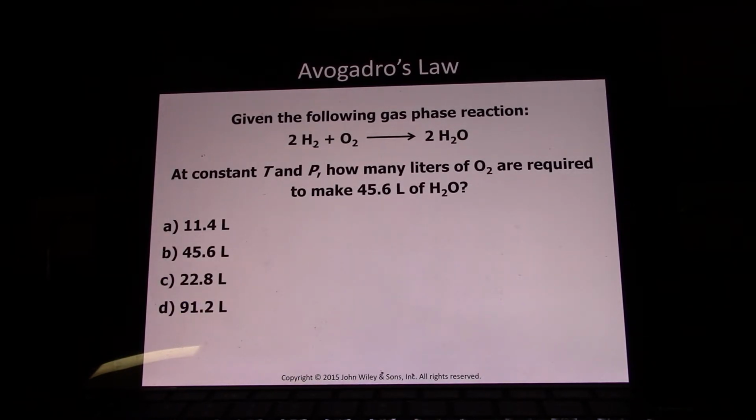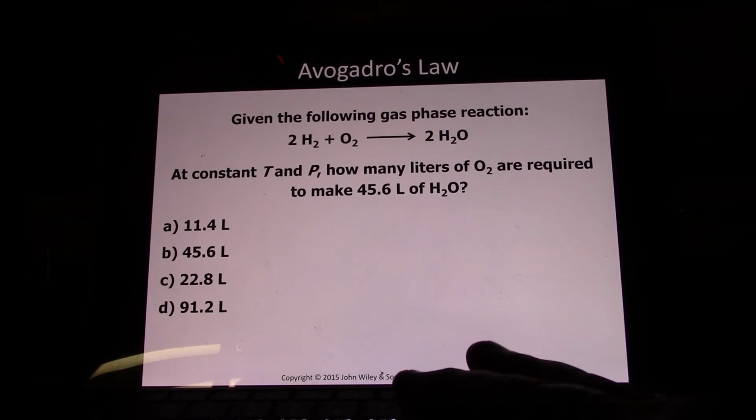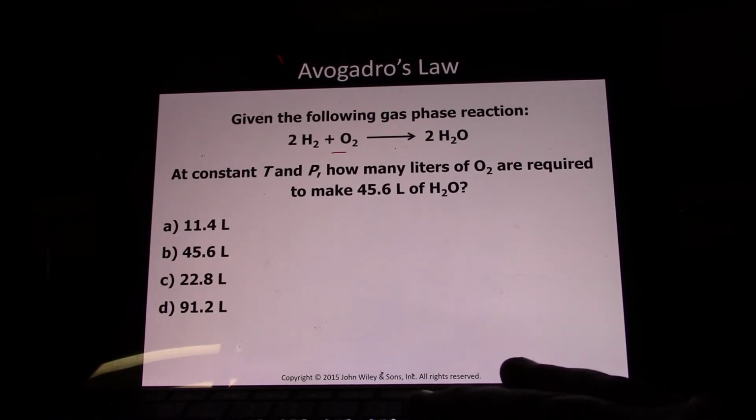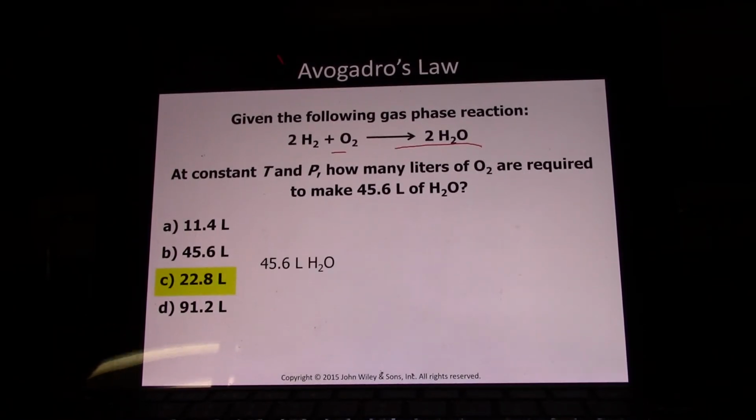So given the following gas phase reaction, 2 moles of hydrogen react with 1 mole of oxygen to produce 2 moles of water. How many liters of oxygen are required to make 45.6 liters of water? Well, it's a 2-to-1 ratio. So we'll take our 45.6 liters of water times 1 liter of oxygen for every 2 liters of water, and we get 22.8 liters of oxygen required. And this only works because they're gases, and so gas volumes are stoichiometric.